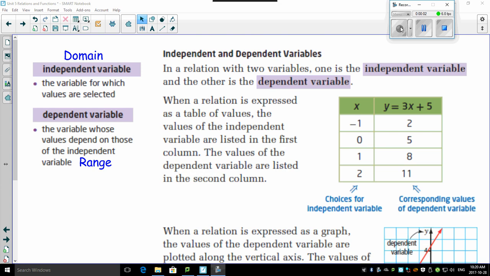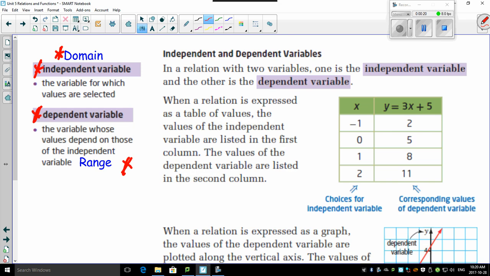Okay, a few more definitions, and I promise we're done. Some of these we've already looked at before, for example domain and range, and independent and dependent variables. Independent, we know, is what you're selecting. Dependent depends on your machine.